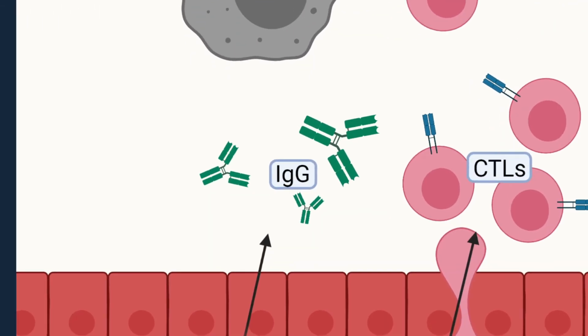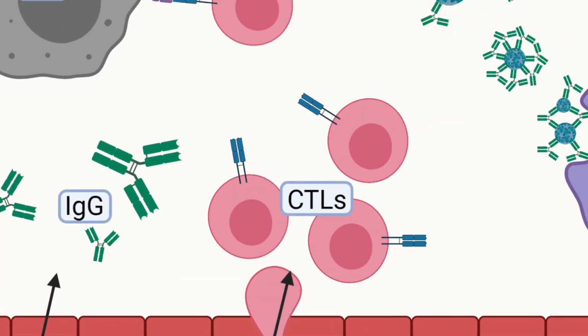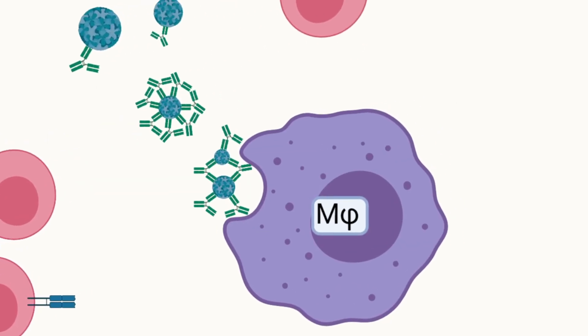IgG will exit the blood and encounter pathogens in the tissues. Here it can neutralize and opsonize free viral particles. Neutralization occurs when the antibody occupies all of the viral binding sites, such that the particle cannot infect a cell, and opsonization essentially makes it easier for macrophages, dendritic cells, and neutrophils to phagocytose the pathogen.